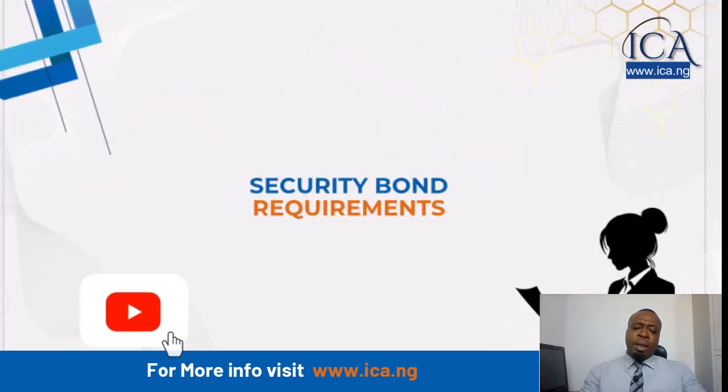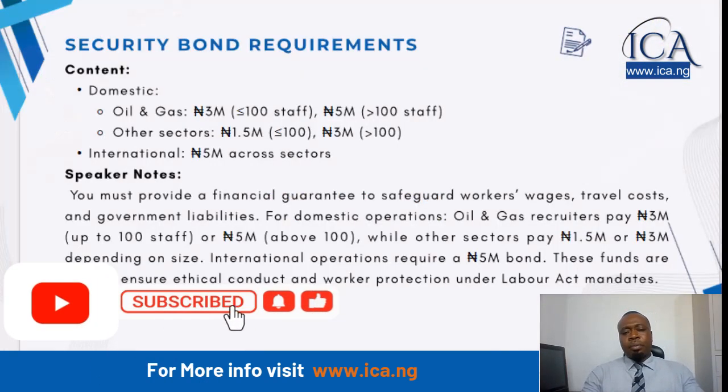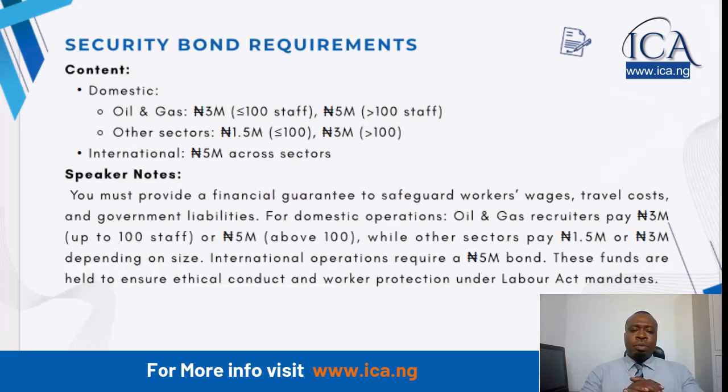Let's now talk more on the security bond requirement. You must provide a financial guarantee to safeguard workers' wages, travel costs, and government liabilities. That's basically what the security bond is for. And for domestic operations, for instance, if you are operating in the oil and gas sector, you have to pay 3 million naira, and that covers up to 100 staff, and 5 million naira if you have above 100 staff.